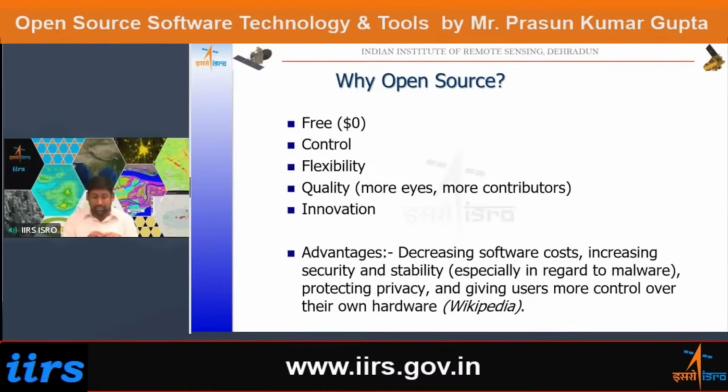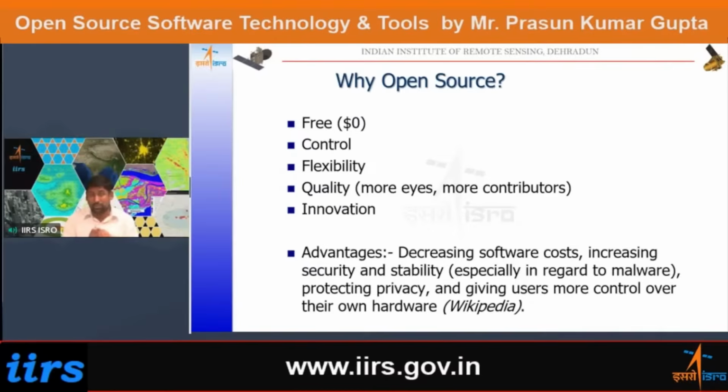So Wikipedia says that open source has these advantages. It reduces software costs. It increases the security and stability, especially in regard to malware. So for closed source software, you don't know what is happening behind the scenes. The software is saying that we are processing something, but instead it could be stealing something from your computer. You do not know. So that is the problem with closed source software. You cannot see what is happening inside.